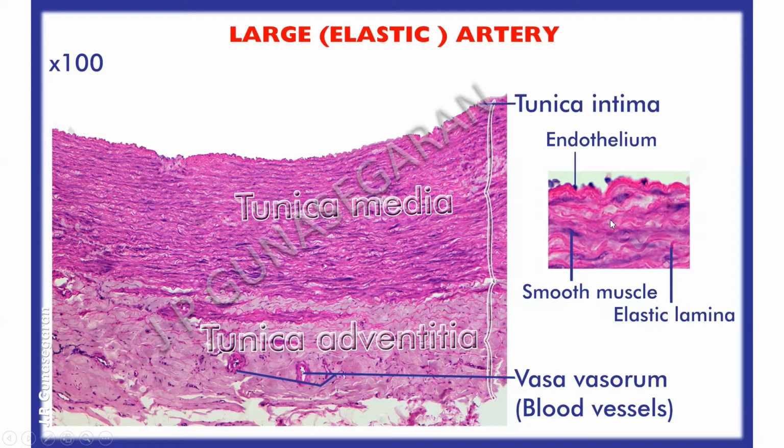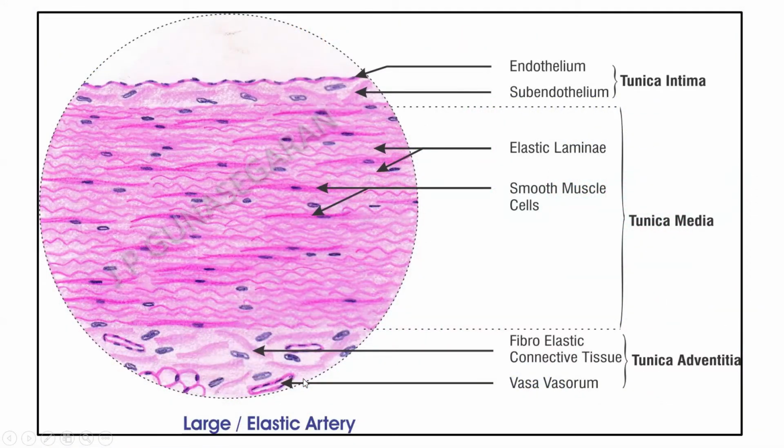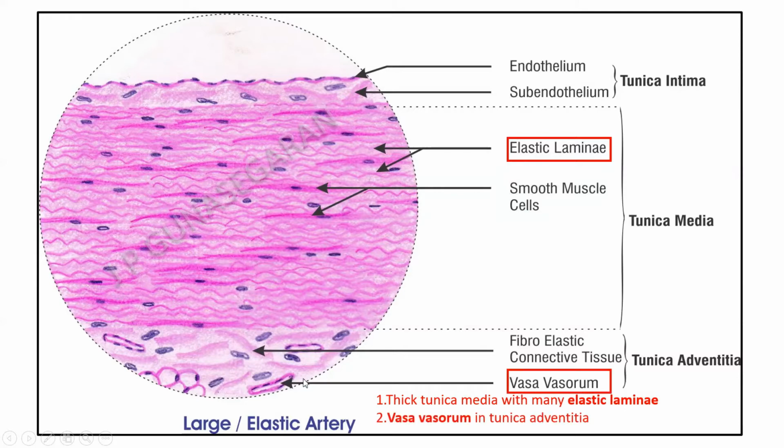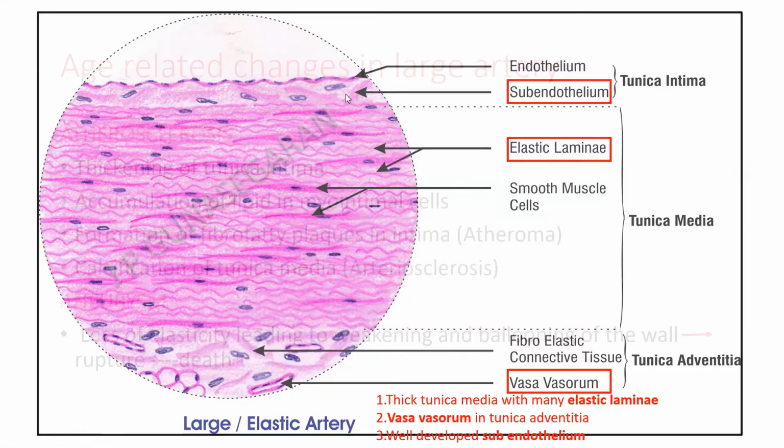The tunica media also contains few smooth muscle fibers in between the elastic laminae. The tunica adventitia contains blood vessels called vasa vasorum to nourish the outer part of the wall of the artery. This is an H and E section of large or elastic artery and it can be identified by the presence of thick tunica media with many elastic laminae, vasa vasorum in tunica adventitia, and a well-developed subendothelium.